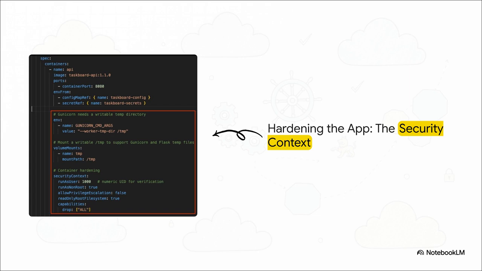Just look at this YAML block inside our deployment spec. This is called the security context. By default, containers often run as the root user, which is a massive security risk. Here, we are explicitly telling Kubernetes to run as user 1000, a non-root user. We disable privilege escalation, and, incredibly importantly, we enforce a read-only root file system. Meaning, if an attacker manages to exploit a vulnerability in our API, they can't download malware or alter our system files because the container's disk is literally locked and read-only.